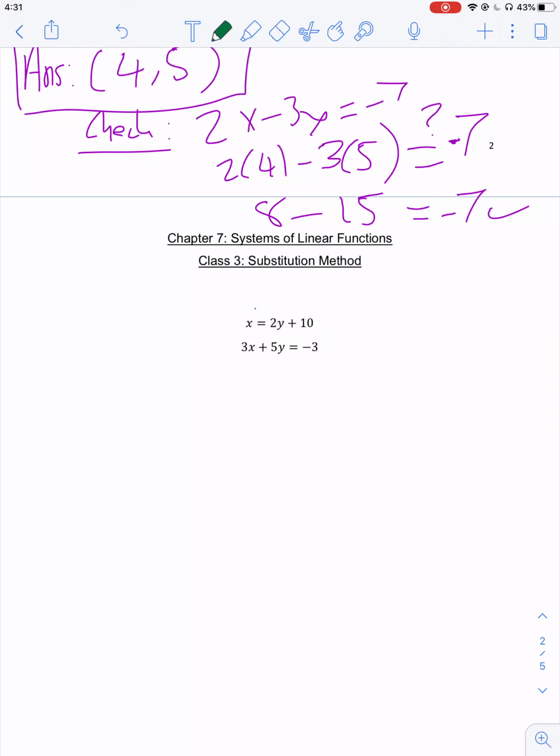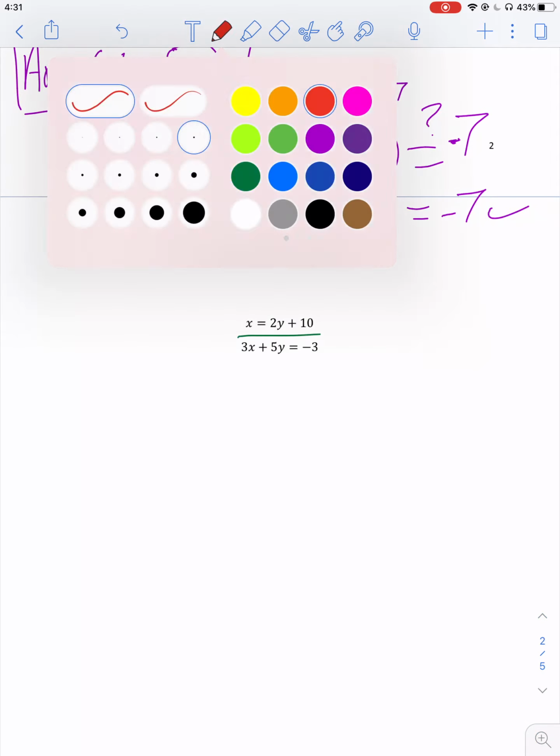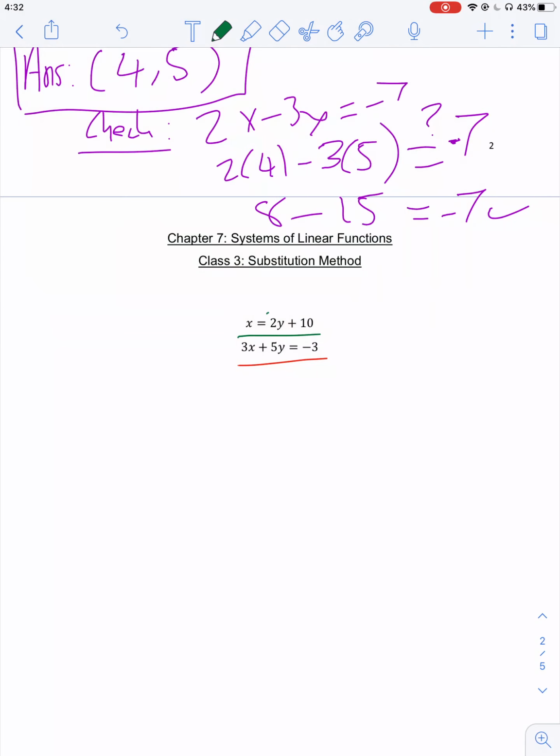What you should do is just substitute the x value here by the x value that you have on top. Because if we're talking about the point of intersection, we can do that because both functions will have the same x value and the same y value. So we can totally do that. Let's do that. So this one in red, I'm going to substitute the x value down here. If I do that, I'm going to have the 3, but instead of writing x, I'm going to replace that by 2y plus 10, and then I have plus 5y is equal to minus 3.